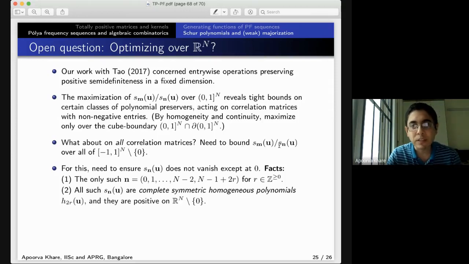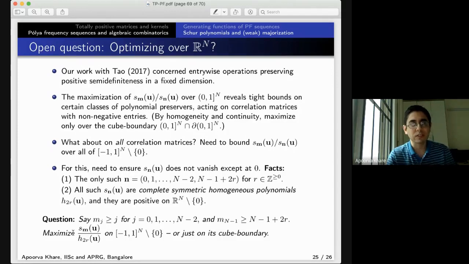Now, there are even some constraints on what the denominator must look like. The denominators must be of the powers 0, 1 till n minus 2, and then not n minus 1, that's the usual Vandermonde, that would be the trivial polynomial, but n minus 1 plus any even number. There is a different name for such polynomials. They are called the complete symmetric homogeneous polynomials, and they are always positive except at the origin, when the last argument is even. So that's the nice property about these.